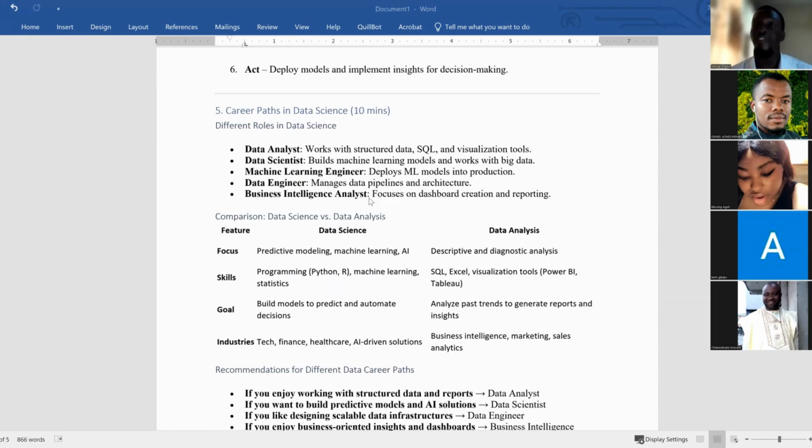Okay, now, different roles in data. So we have the data analyst, we have the data scientist, we have the machine learning engineer, we have the data engineer, and we have the business intelligence analyst. Okay. So now the question is, what are their roles? With these roles now, you ask yourself, is this something I can do?